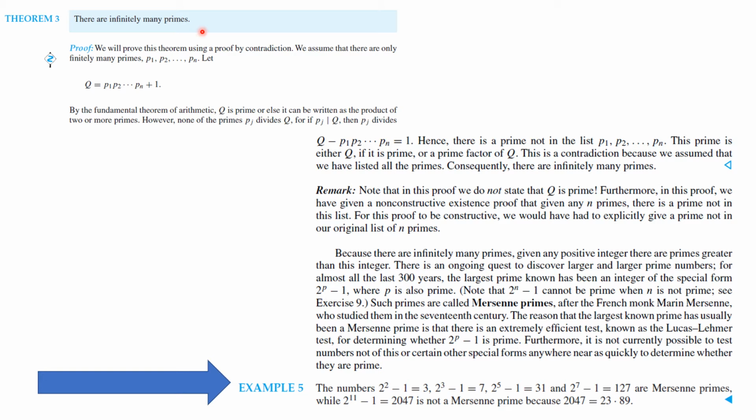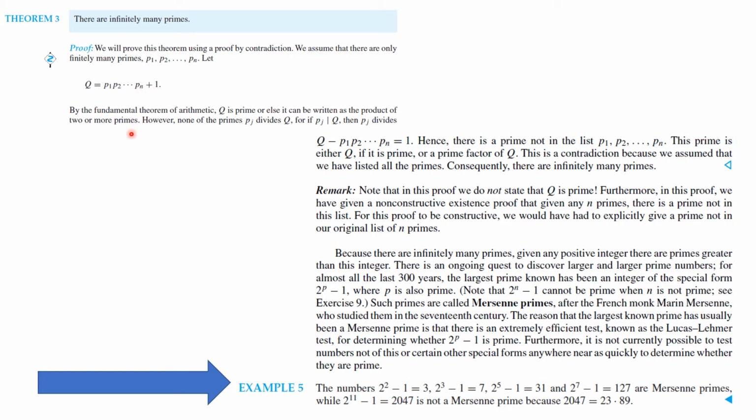Here's another very important theorem, and we're going to use the proof that Euclid gave. There are infinitely many primes. And this is going to be a proof by contradiction. So we will prove this by contradiction, and we're going to assume that there are finitely many primes. So they are listed here, P1, P2, through Pn. And we let Q equal P1 times P2 multiplied all the way up through Pn, plus 1.